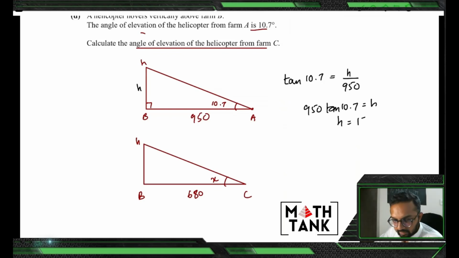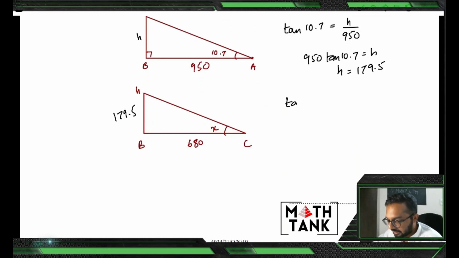That comes out to be 179.5. Okay, so I can say that this is 179.5. Now, if I want to find the angle x, can I again say that tan x equals 179.5 divided by 680? Tan inverse 179.5 divided by 680.